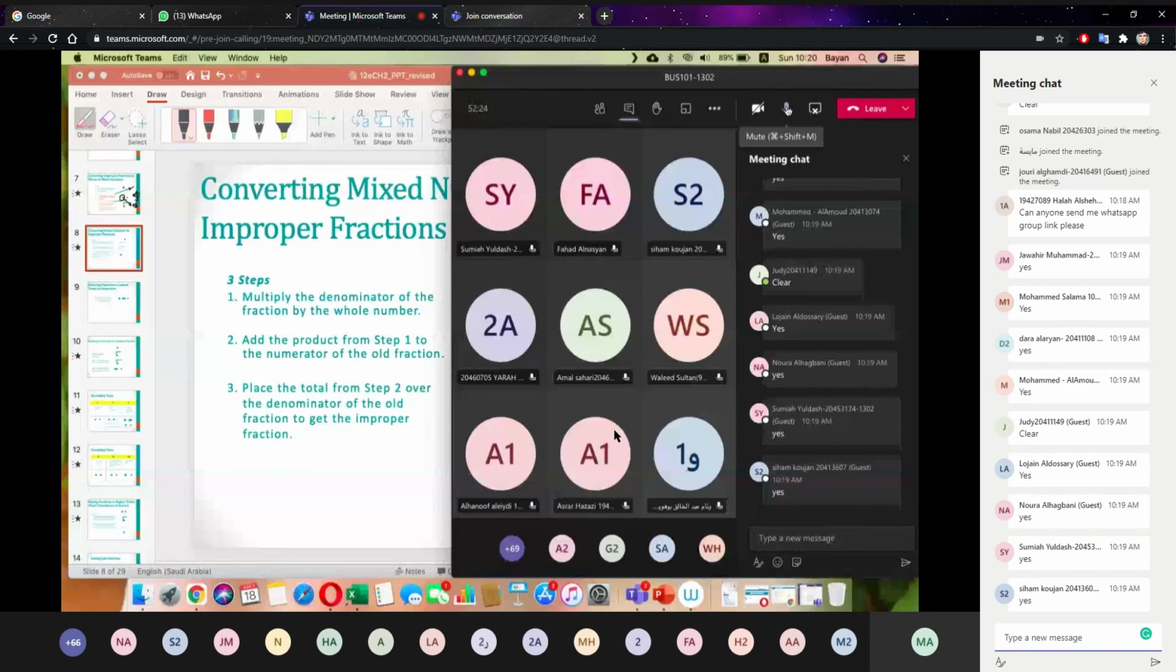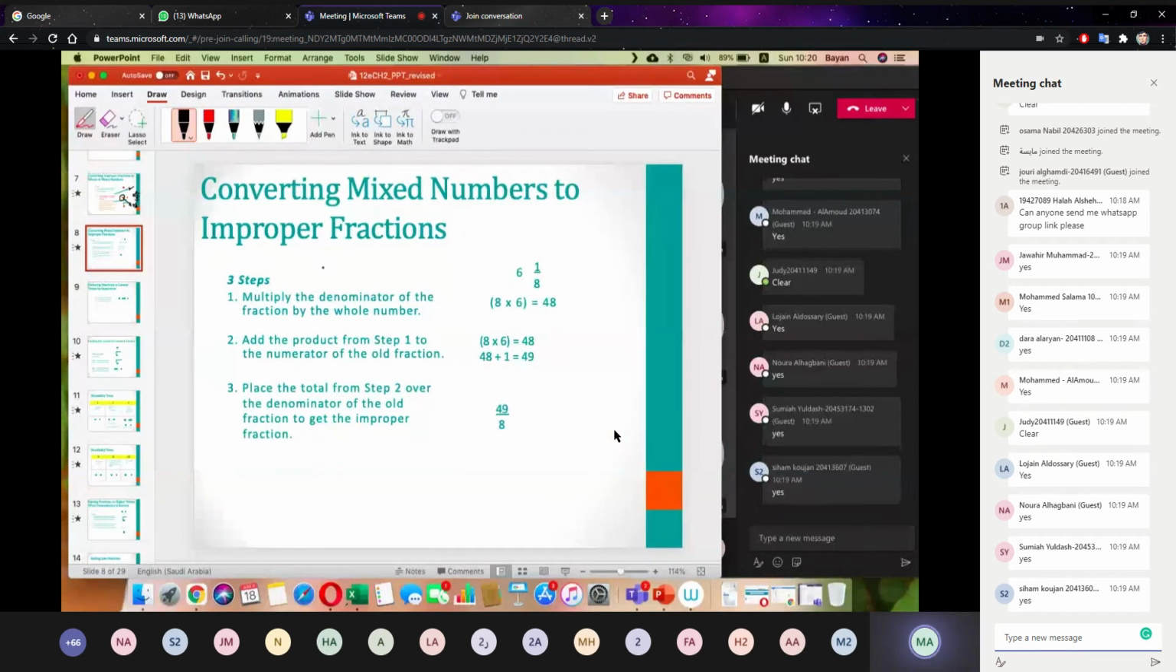So let's complete now. We're gonna convert mixed number to become improper fraction. So you have it as mixed number, you're gonna convert it to become improper fraction. Here we have 6 with 1/8. So what should we do here? Here we have 6 whole number with 1/8. First thing, we multiply 6 by 8. So you multiply the whole number by the denominator here. So 6 times 8 will give you 48.